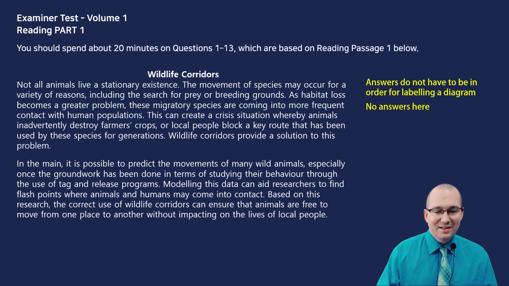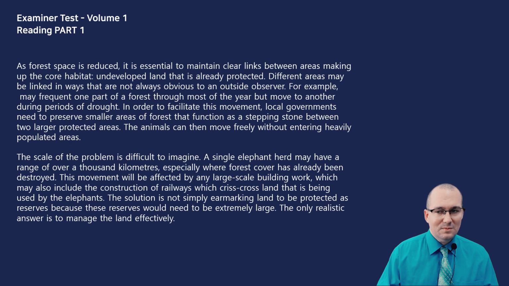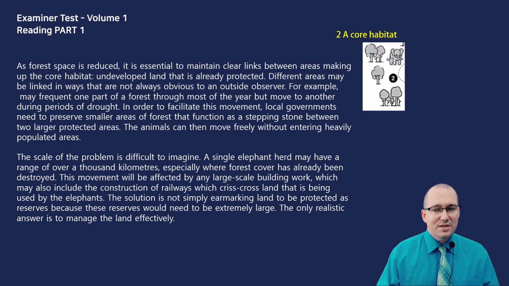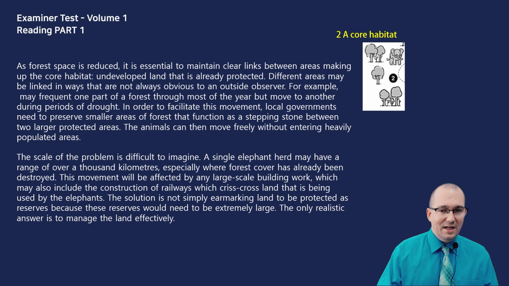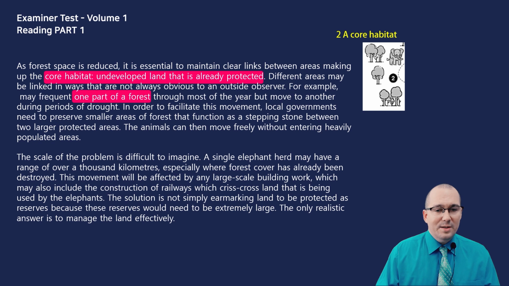There are no answers here, so for the first 2 paragraphs, you just keep reading. And then we find question 2, where A matches up. So we can find A matches with question 2. This is the core habitat. Here it is, core habitat, undeveloped land that is already protected, and one part of a forest. Those 2 lines really help emphasize and should make it easy for you to match with the picture.